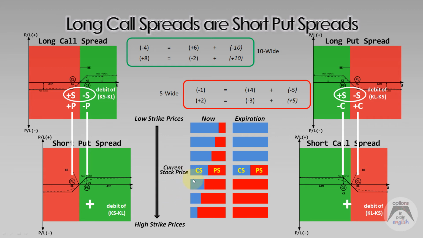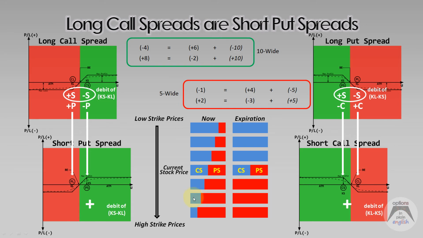Same here. If you think that the price is going to stay the same, then you could either sell the call spread here and then let it go to 0, or you can buy the put spread and let it expand to max value. Okay?